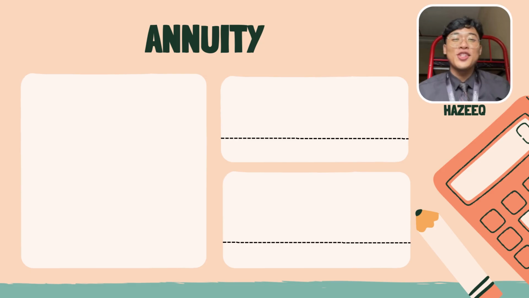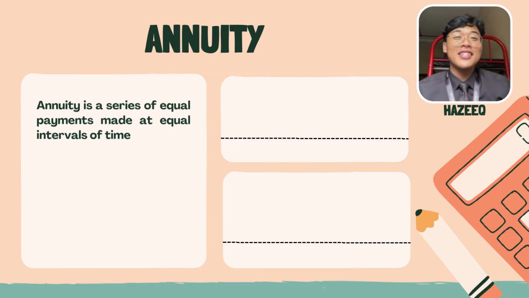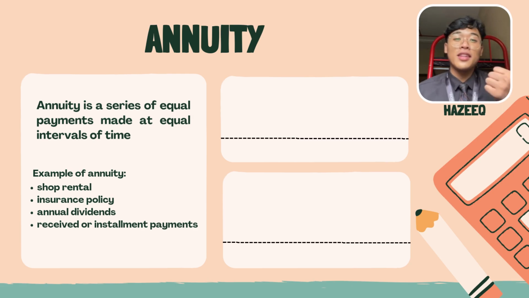So what is annuity? Annuity is a series of equal payments made at equal intervals of time. Examples of annuity are shop rental, insurance policy, annual dividends received, or installment payments.